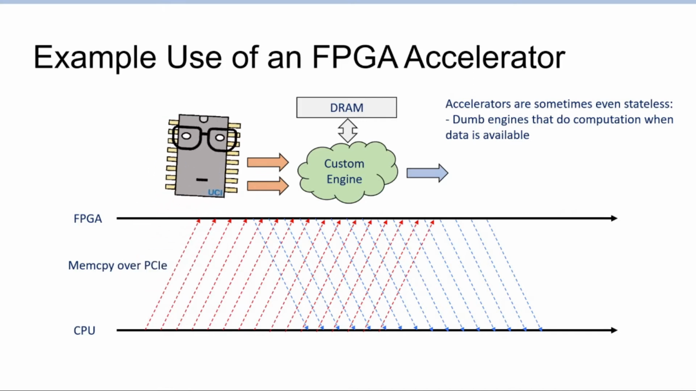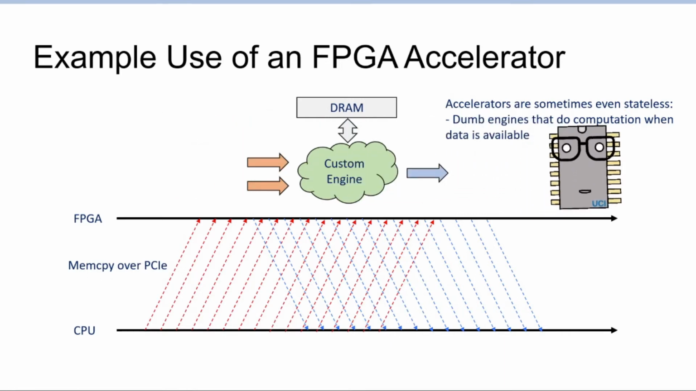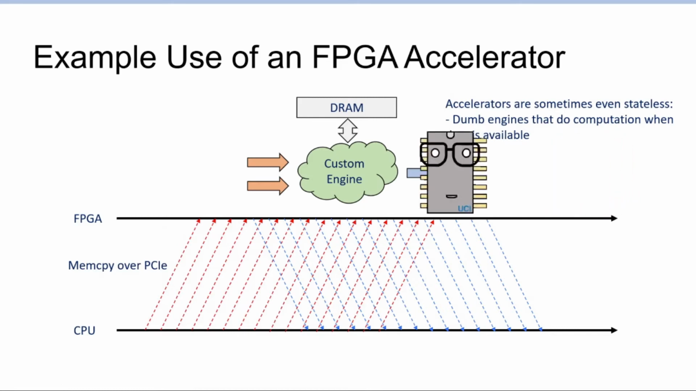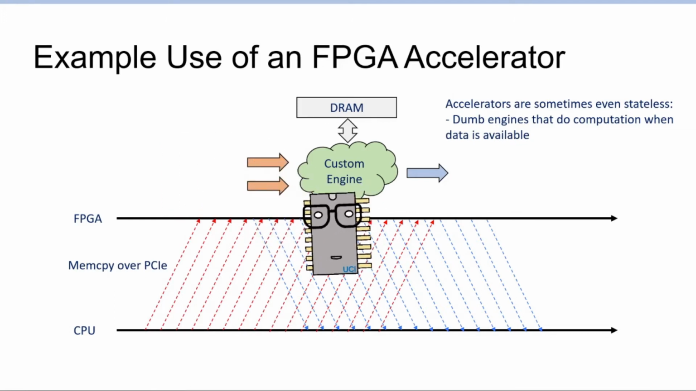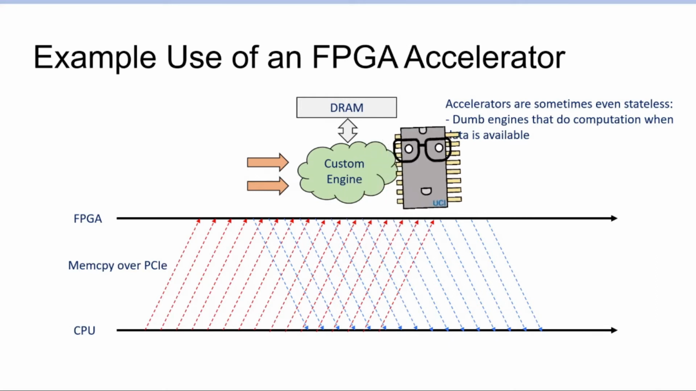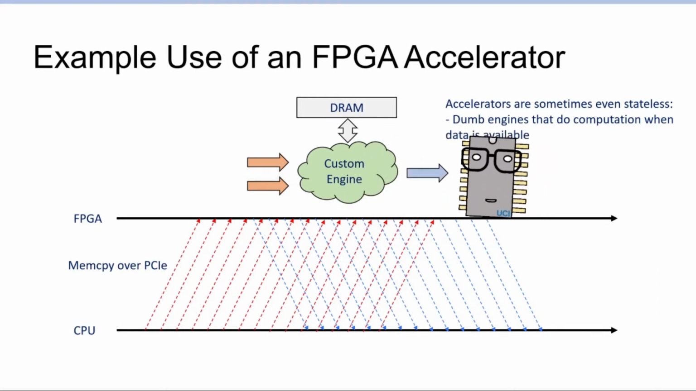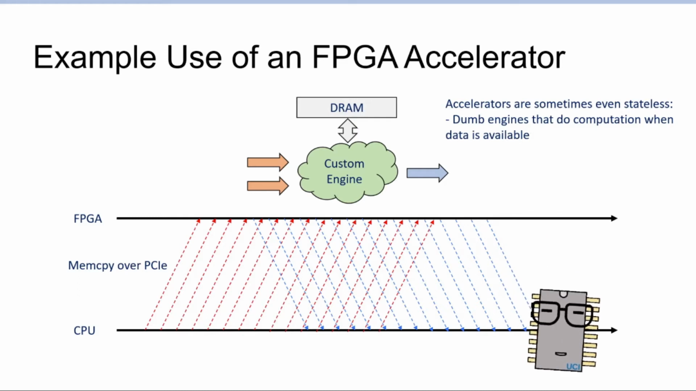On the FPGA side, you can really do whatever you want, but oftentimes a power efficient and high performance thing to do is to design something like a stateless accelerator, dumb engines that just do computation when data is available. If the engine notices that data is coming in, it does a lot of computation. It could be floating point mathematics, whatever, and then spits out the answer at the other end, which then gets copied back to the host.